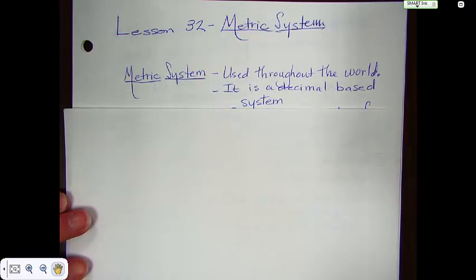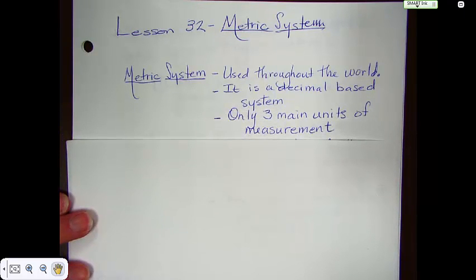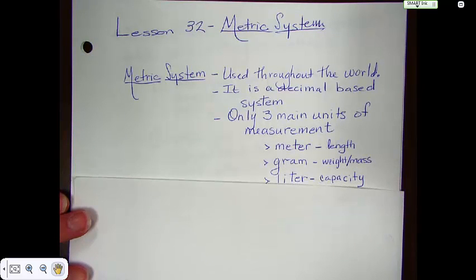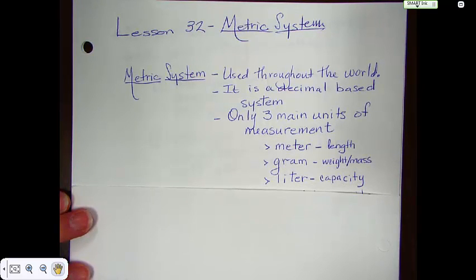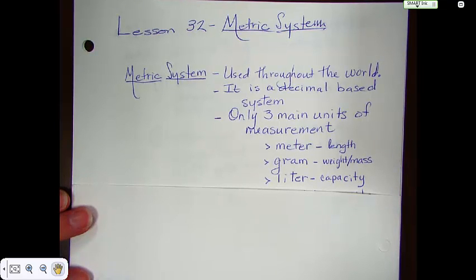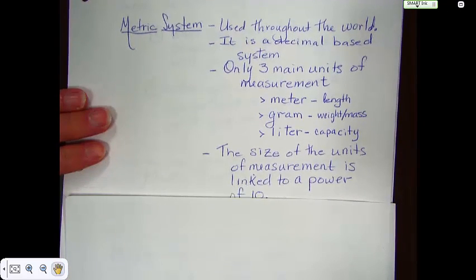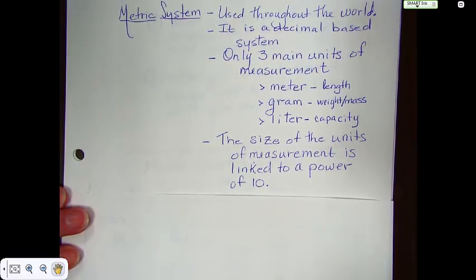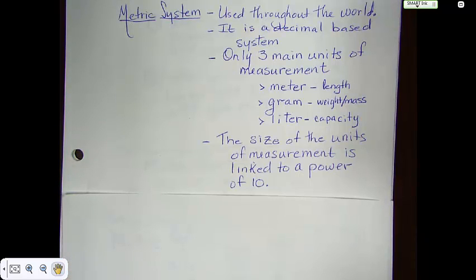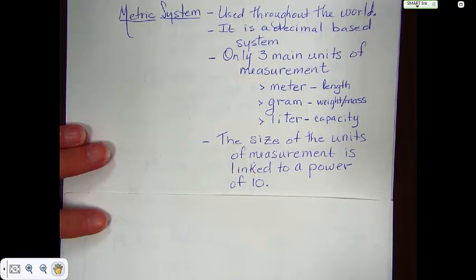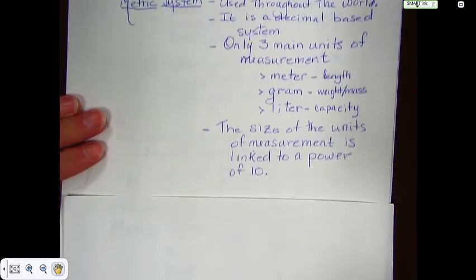Metric is a decimal-based system. It's used throughout the world. There are only three main units of measurement, and those units are the meter, which measures length, the gram, which measures weight or mass, and the liter, which measures capacity, and that's most often used for liquid measure. The size of the units of measurement is based on powers of 10, so I'll explain that a little bit later, but the smaller the unit is, the more you divide by smaller and smaller units of 10, like tenths and hundredths and thousands and so on.